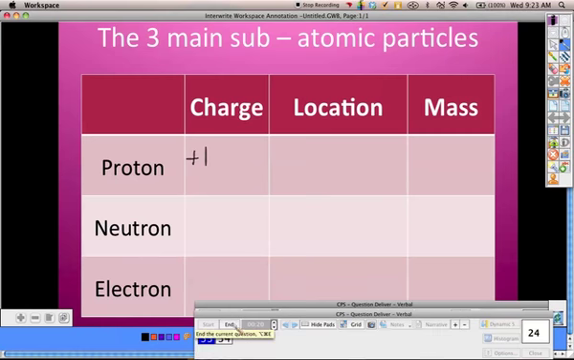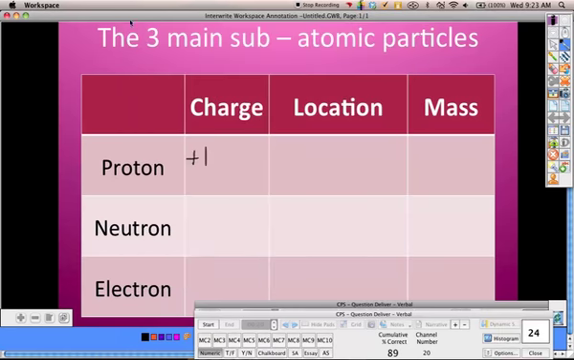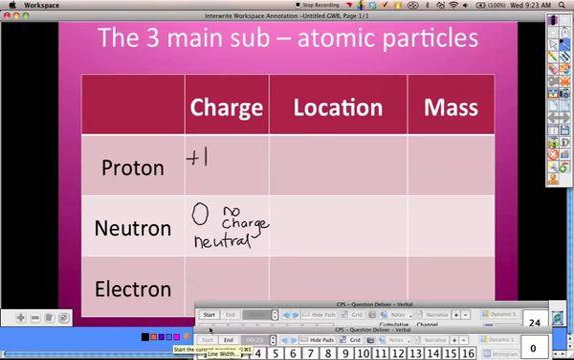Not everybody's in, but I'm going to end this anyways. Excellent. The majority of you came up with 0 being the charge of a neutron. That is absolutely correct. Neutron you can remember as neutral, or no charge. Okay. Electron then.